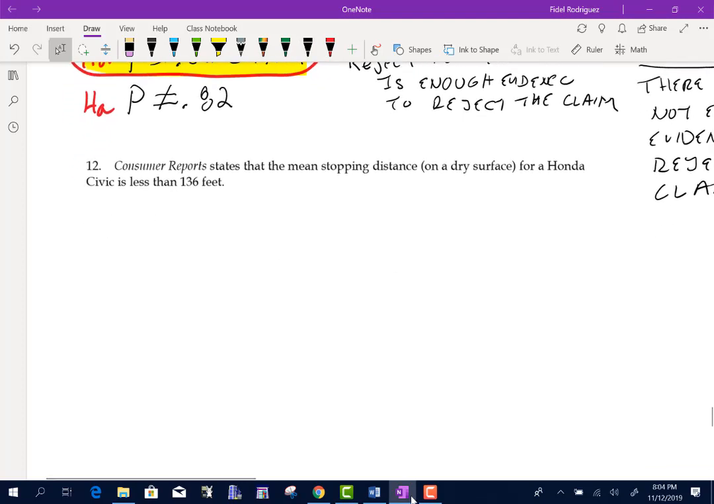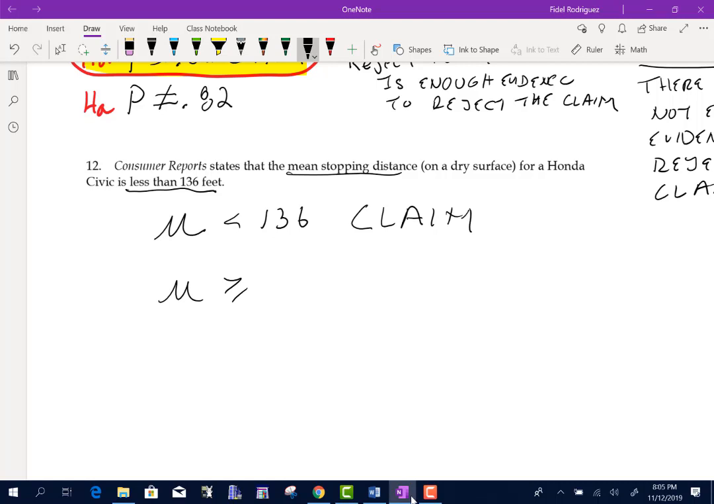So now let's try number 12, okay? Number 12 says, Consumer Report states that the mean stopping distance on a dry surface for a Honda Civic is less than 136 feet. So the mean stopping distance, so guys, the mu is less than 136. You all agree that is the claim? So what's the complement of saying the mu is less than 136? Greater than or equal to 136. Now, we only got a couple more parts to do. Which is my null and which is my alternate? The null is the bottom one. That's our null.